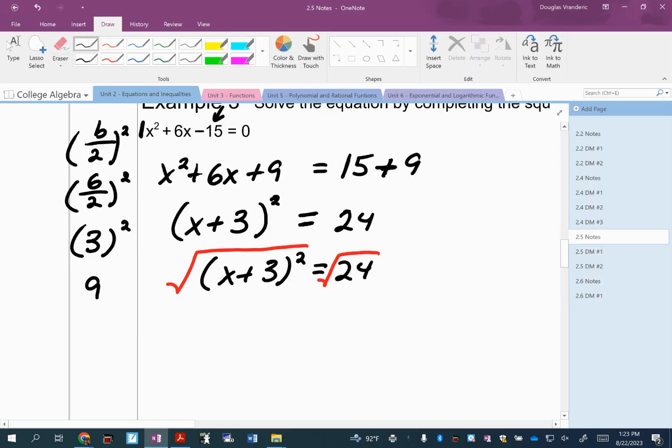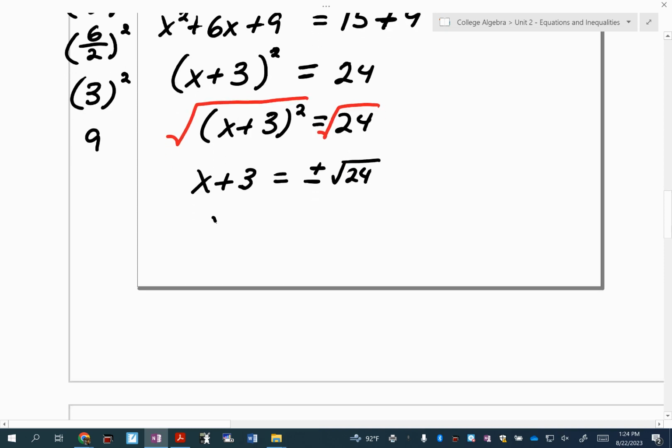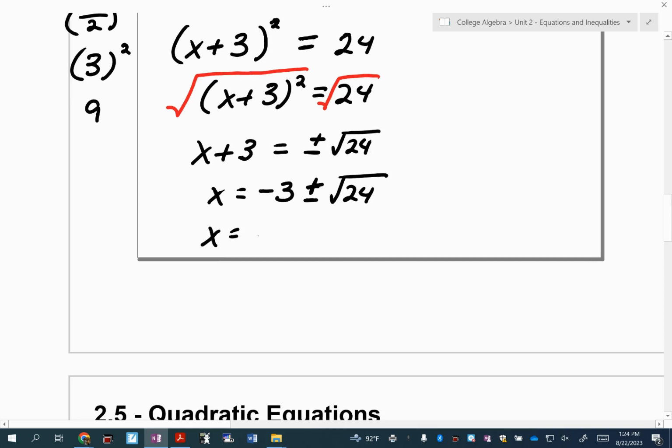All right, so then I'm going to write x plus 3, because the square root of a square, those are inverse operations, they're going to cross out, equals plus or minus, because we took the square root of that 24. So the answer is going to be, when I move that 3 over, x equals negative 3 plus or minus the square root of 24. This is the answer. You can actually simplify the square root of 24 if you wanted to.